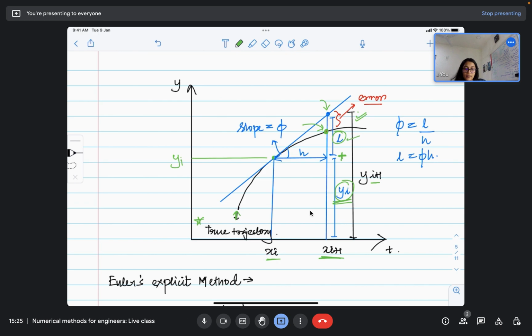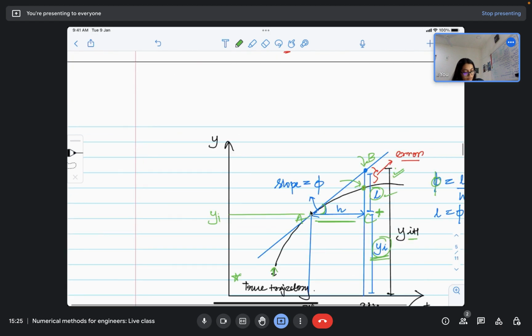Now, in order to find out the value of L, if you concentrate on this triangle A, B, and C, the slope is known to us, which for now let's consider as phi. Now the slope is known to us, and we know that the interval between the two x, xi we know, and we are trying to find out the value of y at xi plus 1, this interval is h. So the slope can be written as phi is equal to L by h, which is basically perpendicular by base. So your perpendicular, the distance L, is going to be phi times h.